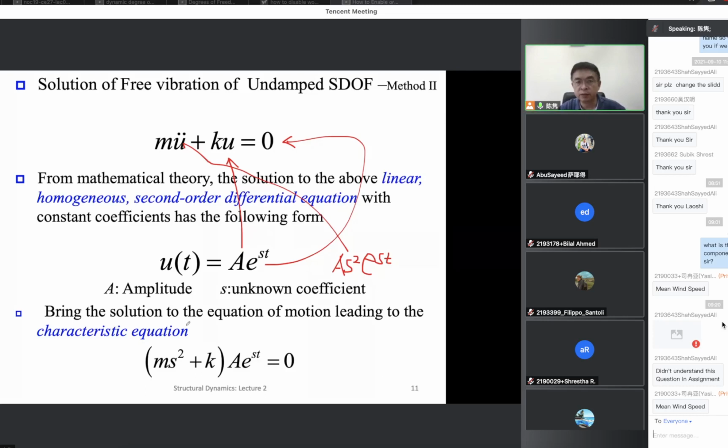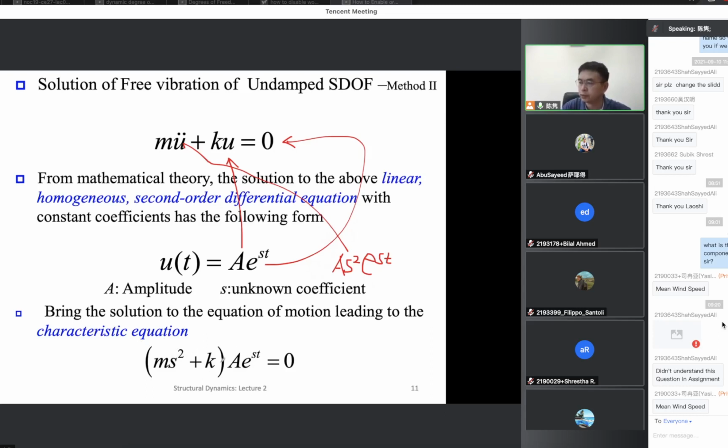Because just now method one was based on physical observation. If you solve this problem purely from the mathematical theory, we need to use this way. Even for the damping case, when we're dealing with the damping case, we also use this way. So we call this equation a characteristic equation.